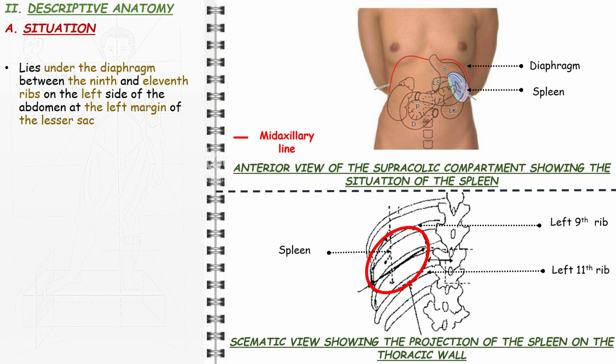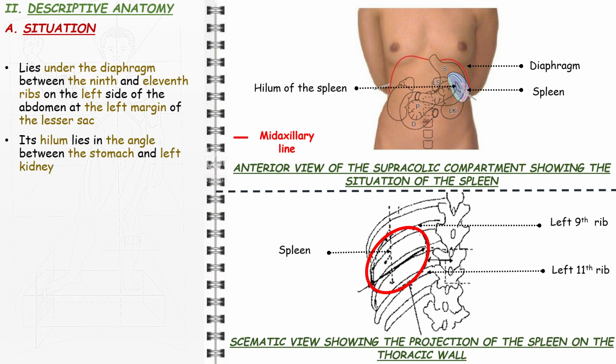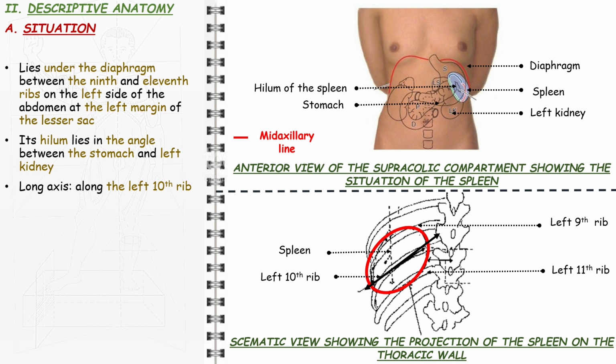Its hilum lies in the angle between the stomach and left kidney. Its long axis lies along the line of the 10th rib, and its lower pole does not normally project any further forward than the midaxillary line. If the spleen enlarges, its long axis extends down and forwards along the 10th rib in the direction of the umbilicus, and its anterior border approaches the costal margin to the left of the greater curvature of the stomach. A kidney enlarging downwards does so in the direction of the iliac fossa.